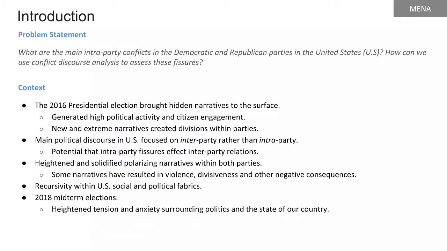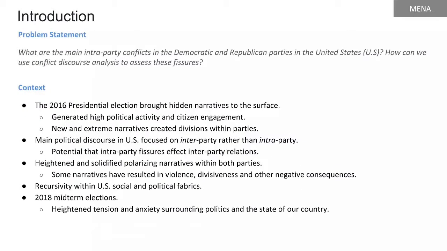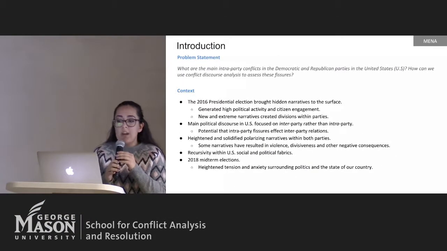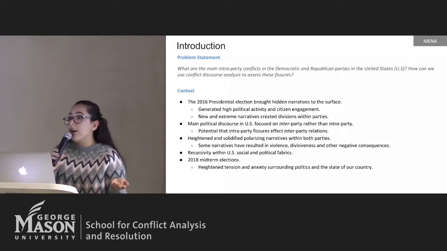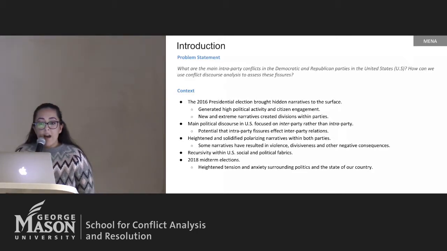A lot of this came from the fact that the 2016 presidential election brought a lot of hidden narratives out in our country. We realized that there were actually conflicts within different fragments of both larger parties, and that essentially generated a lot higher political activity than we had seen in a long time. Again, this idea came out of the fact that there are heightened and polarized narratives on both sides, and some of those narratives have actually resorted to violence, divisiveness, and other negative consequences.